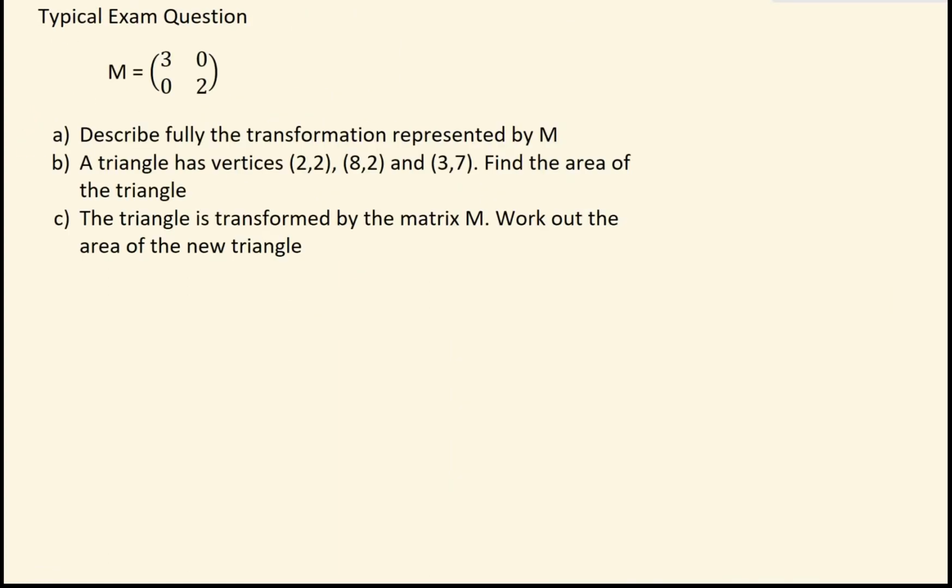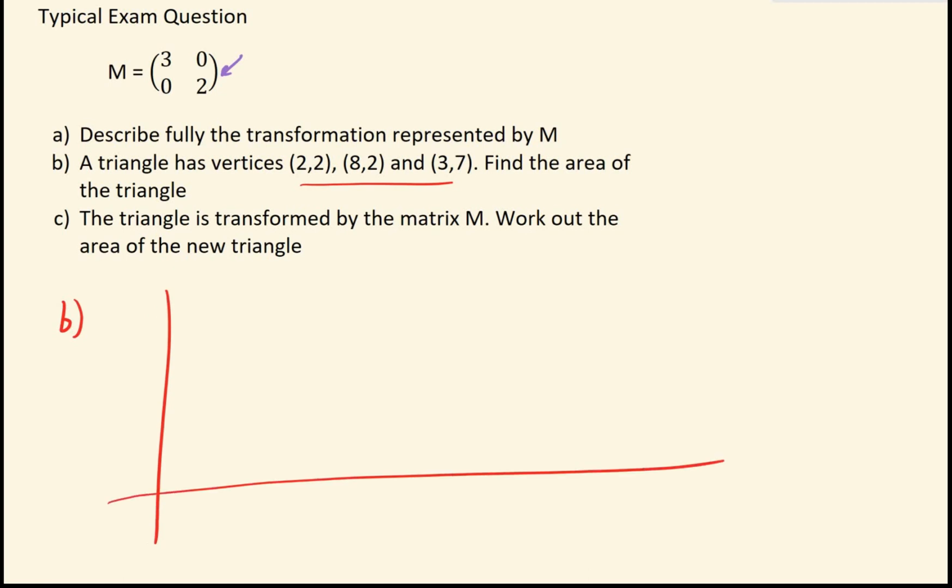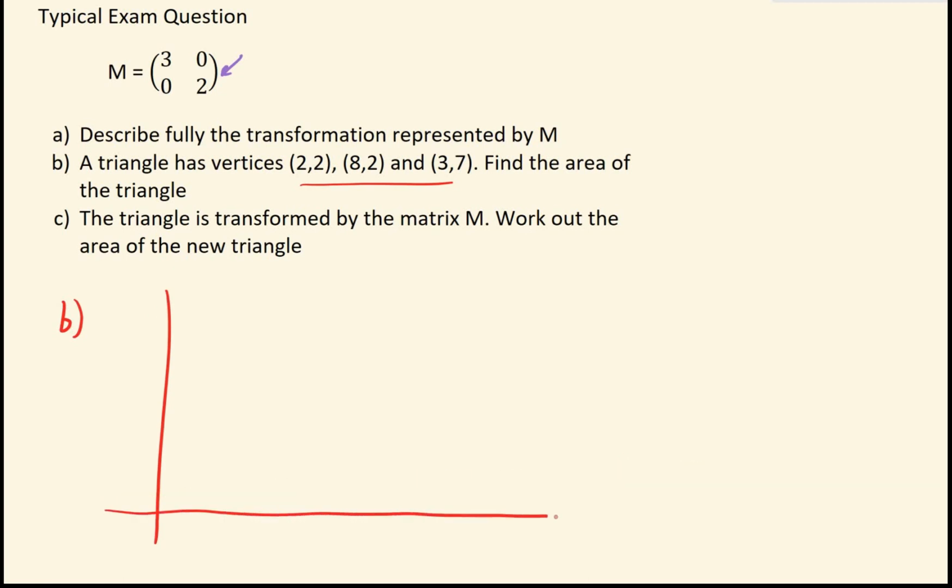Okay, I'm just going to finish this section with a typical exam style question. So we've got a matrix given by this matrix here. Part A, describe the transformation represented by M. I already did that. That was a stretch of scale factor 3 in the x direction, scale factor 2 in the y direction. Now part B, this is a little different and can throw you if you're not used to it. We then have a triangle with these vertices, and we want to find the area of that triangle. Best way to do it is sketch it out, and you'll see they always give you triangles that you can work out using half base times height really easily.